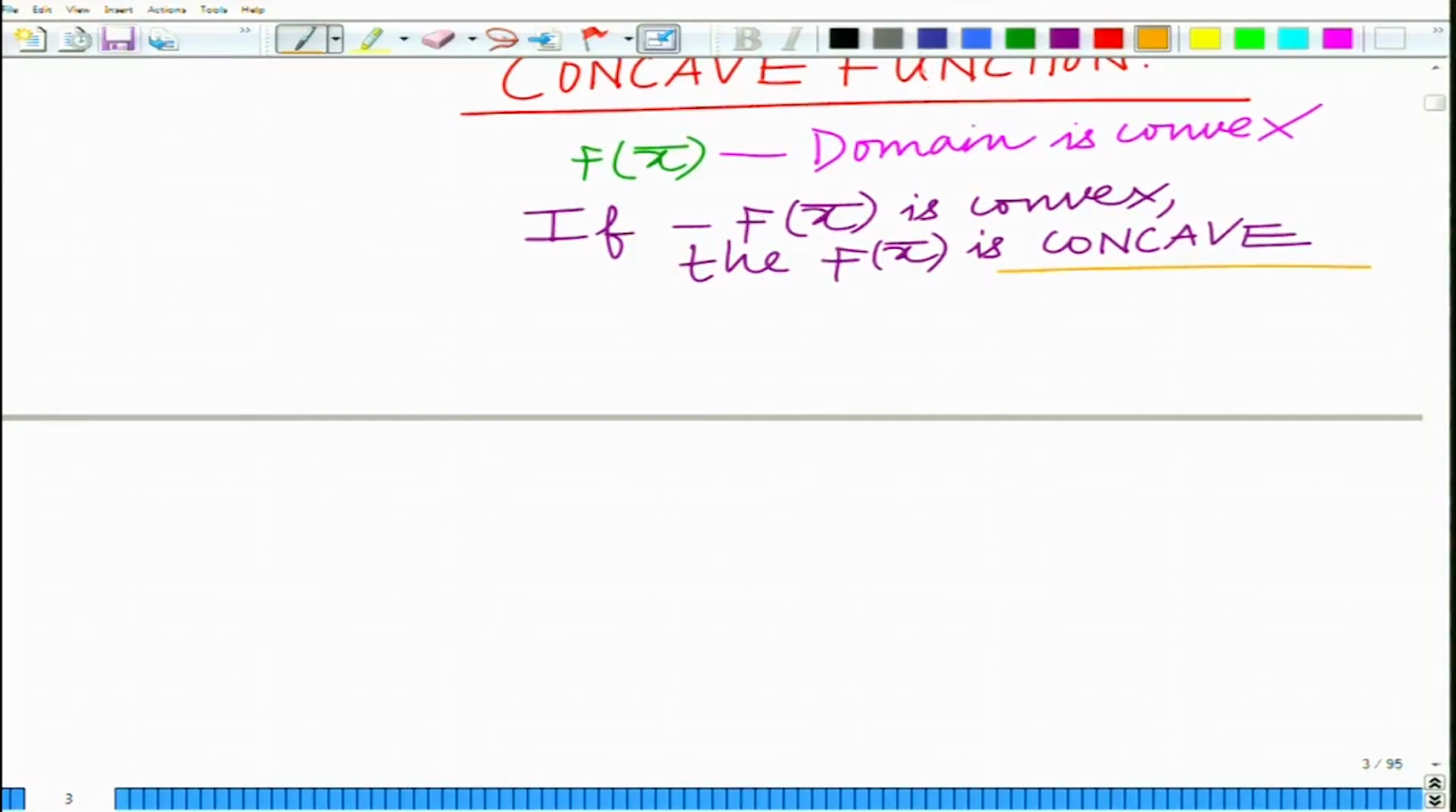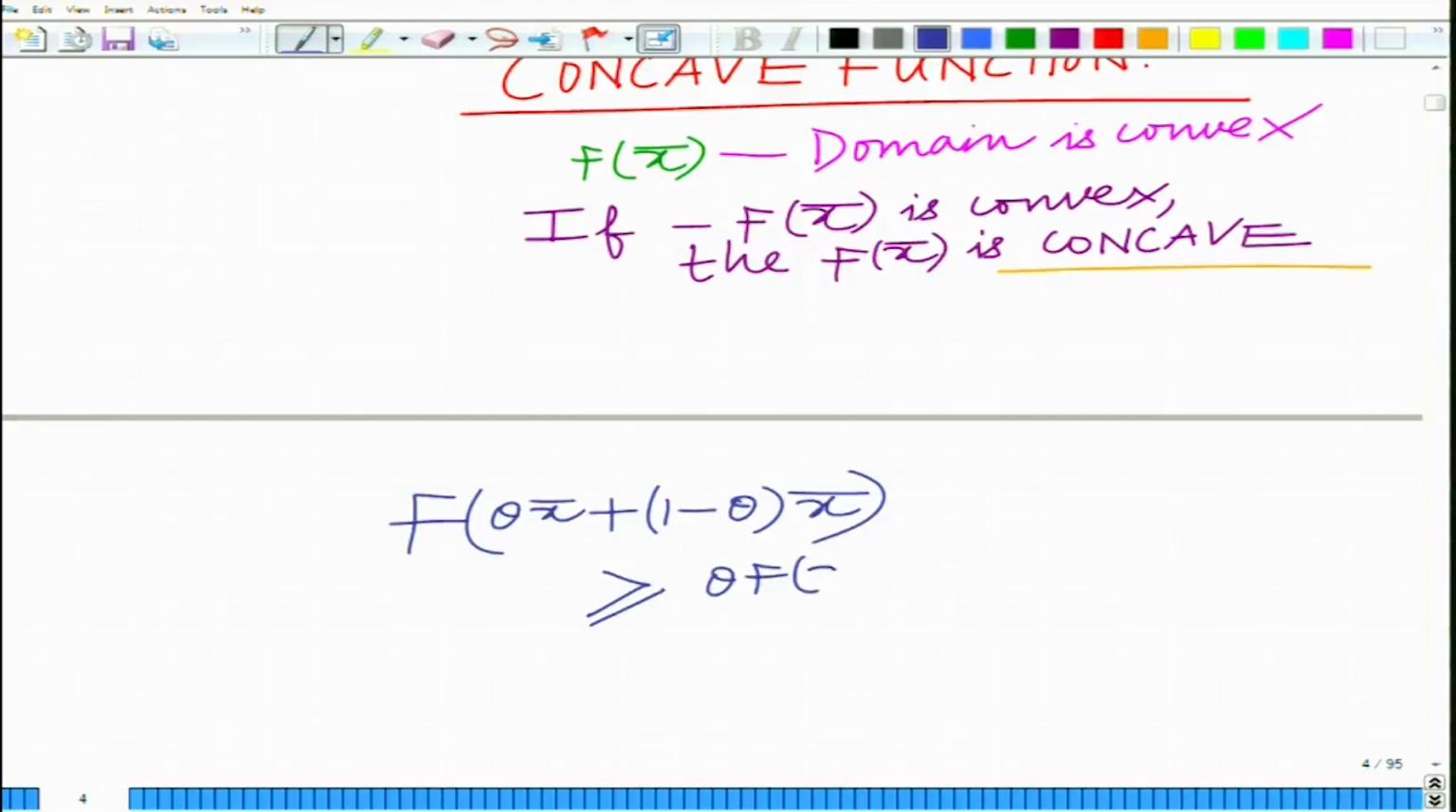Naturally, this implies that f of theta times x1 bar plus 1 minus theta times x2 bar is greater than or equal to theta times f of x1 bar plus 1 minus theta times f of x2 bar.